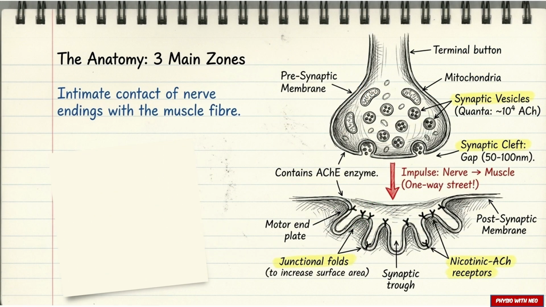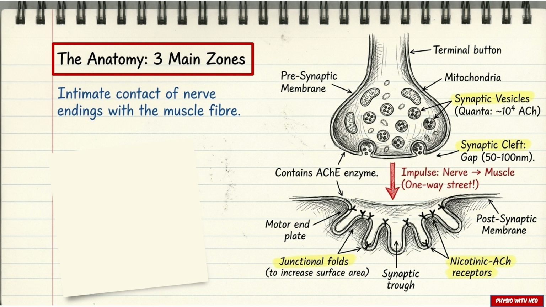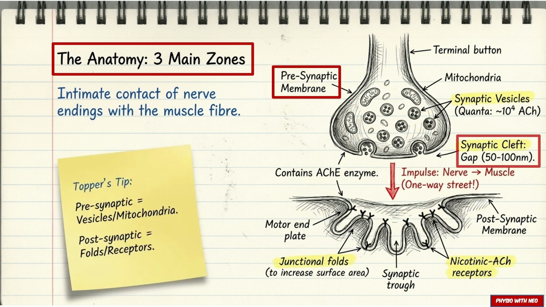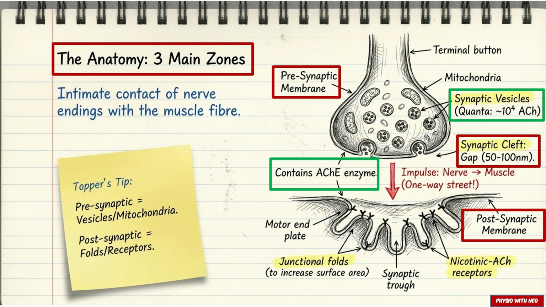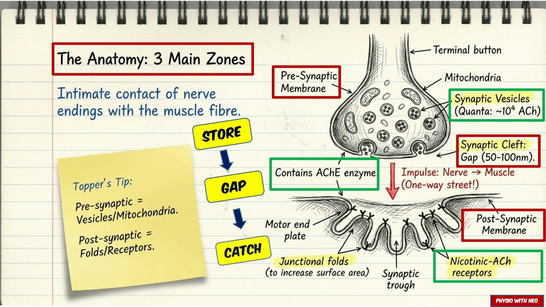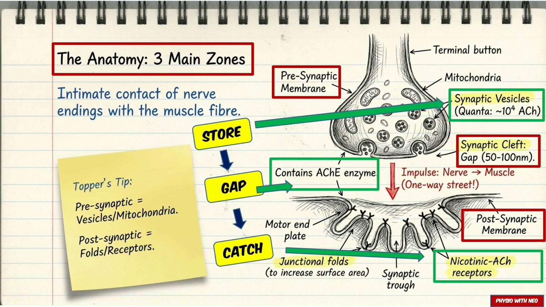Now let's remember the anatomy. There are only three important regions: presynaptic terminal, synaptic cleft, and the postsynaptic membrane. The presynaptic terminal contains the synaptic vesicles. The synaptic cleft contains acetylcholinesterase enzyme, and the postsynaptic membrane has nicotinic receptors. Remember this sequence: store, gap, and catch. Store contains the synaptic vesicles, the gap has the acetylcholinesterase enzyme, and the catch has the nicotinic receptors. If you remember these three words, you can draw the entire diagram in the exam.